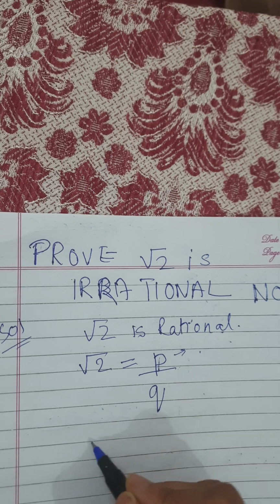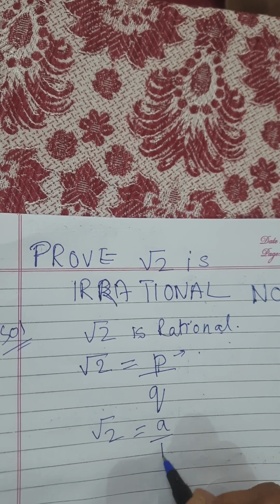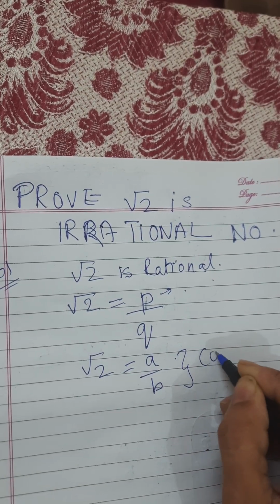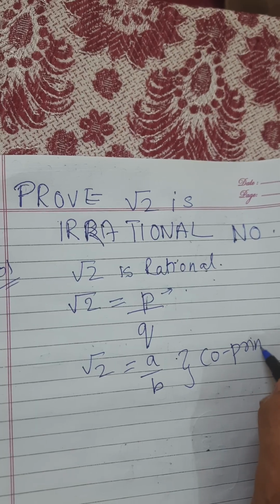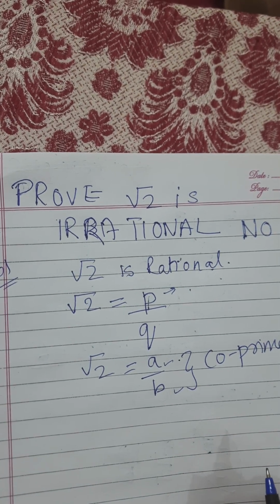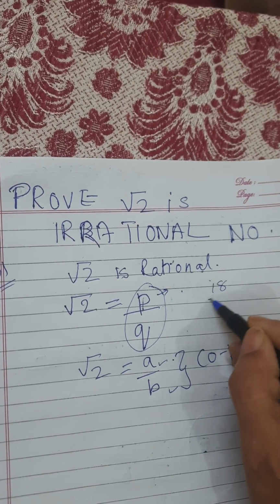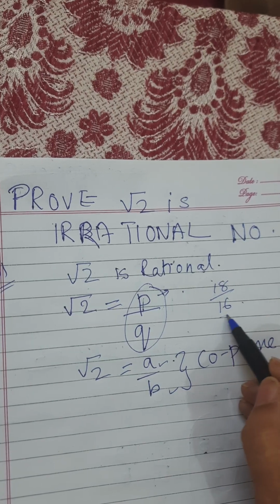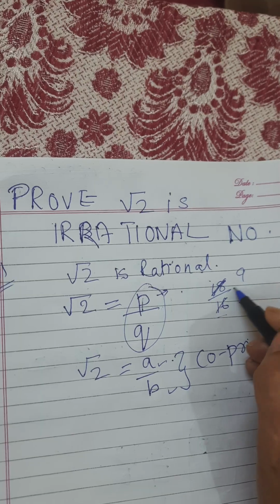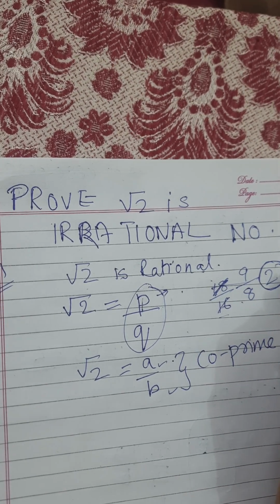Now I can also say root 2 is equal to a by b, where a and b are co-prime. What does that mean? That between a and b only one is a common factor. Let's say here p could be 18 and q could be 16. Now if you look at it, you have common factors like 2 9s are 18, 2 8s are 16, right? So 2 is a common factor. So these are not co-prime.